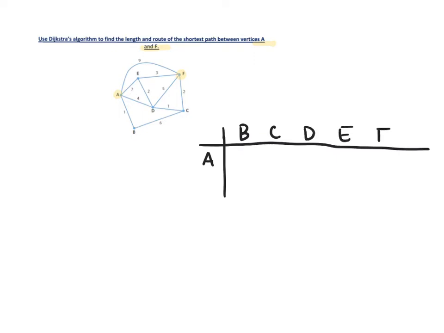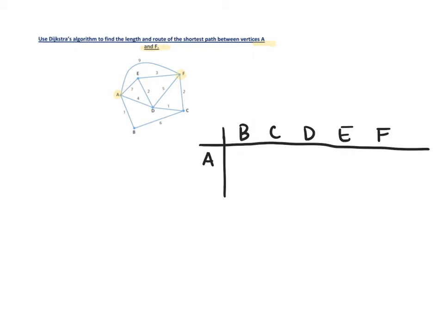So step one is to actually set up your table. You're going to do it like so. A is going to go in your first row, and then you're going to put all your other vertices along the top as your columns. It should start to look a little bit like this: A, B, C, D, E, F. Cool, so that was step one.